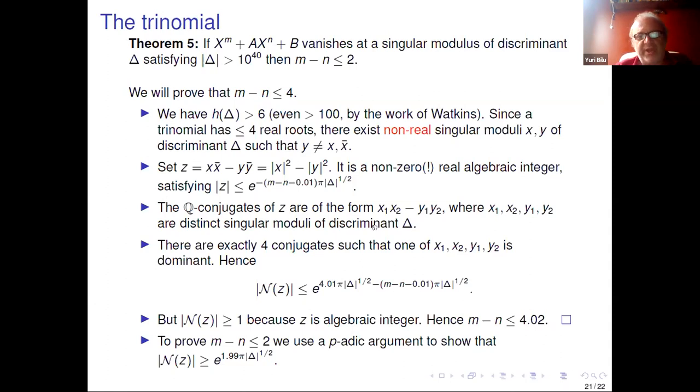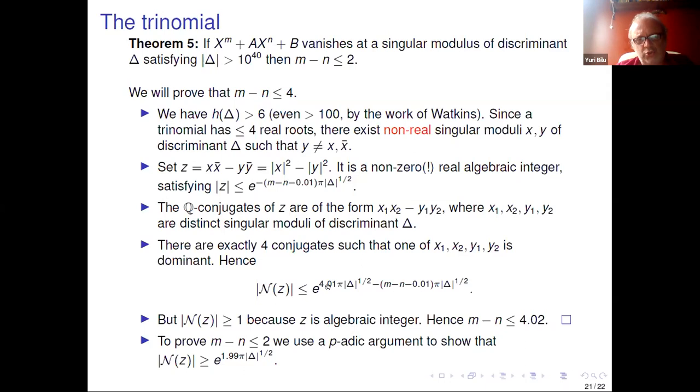And among these conjugates, there are exactly four where the dominant guy is involved. So the dominant can be either X1 or X2 or Y1 or Y2. For these four conjugates, the dominant is involved, and so they're very big. For the other conjugates, the dominant is not involved, so they are not big. This gives us an upper bound for the norm. So just take the product of all these conjugates, and we obtain the upper bound for the norm.